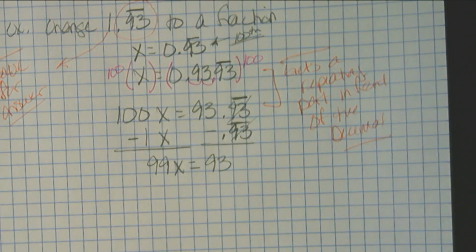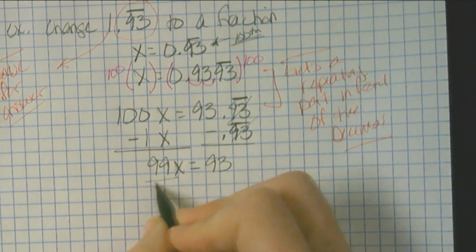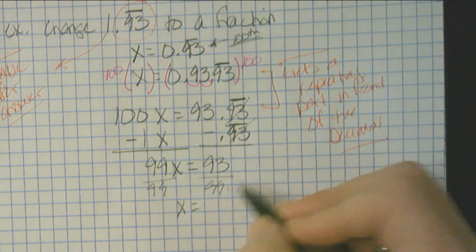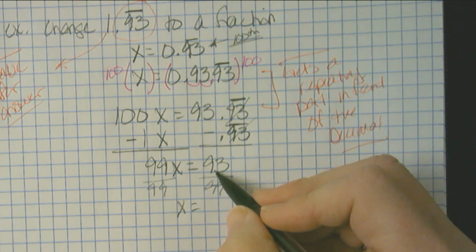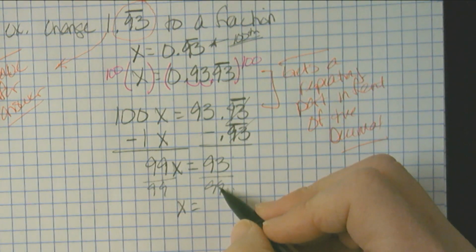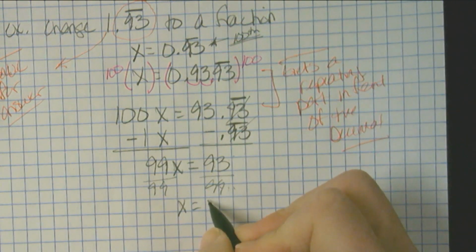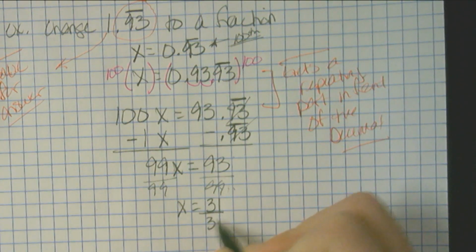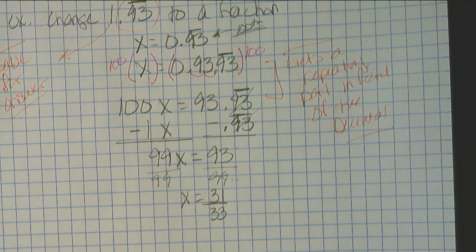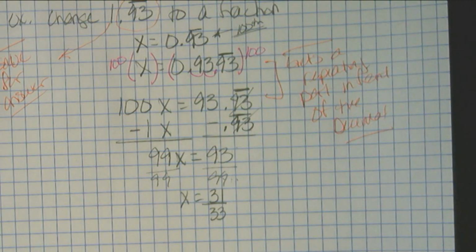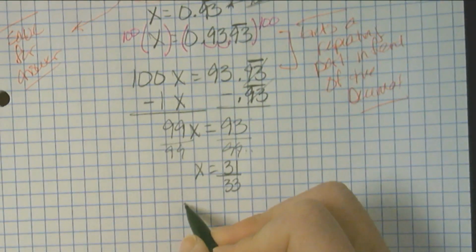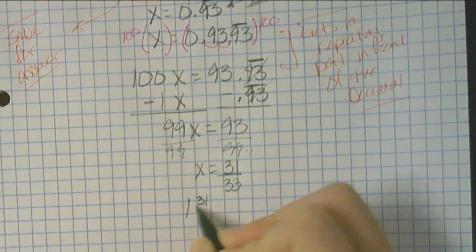And now I just need to finish. I divide both sides by 99. I need to simplify this fraction. 93 and 99 are divisible by 3. So that 93 is going to be 31, and that 99 is going to be 33, right? Is that my final answer? Addison, what's my final answer? Excellent. So what is it? Yes.